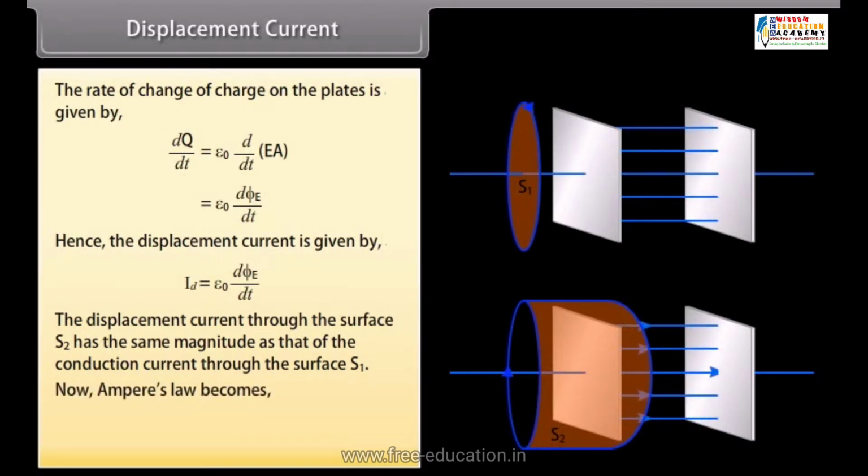Now, Ampere's law becomes closed integral of B dot dl is equal to mu naught multiplied by I plus epsilon naught d phi E by dt.